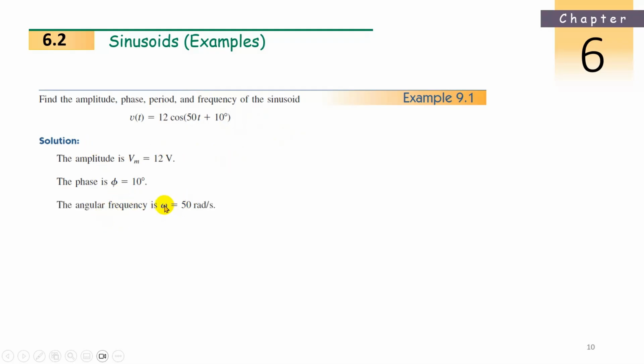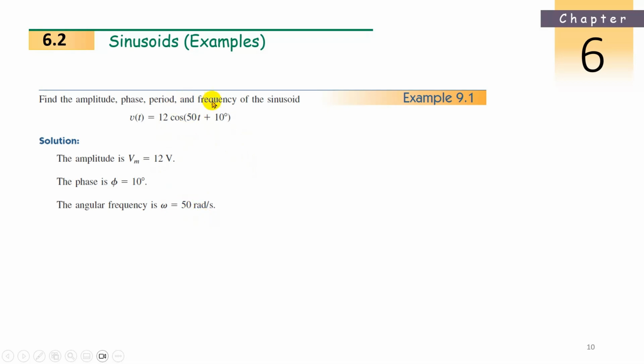Okay, the angular frequency is nothing but omega, that is 50. This is cos omega t, so 50t. So omega is 50 radians per second. From the question itself we can directly understand. The equation is v of t equals Vm cos(omega t plus phi). So Vm we already got, phi we got 10 degrees, and omega we got 50 radians per second.